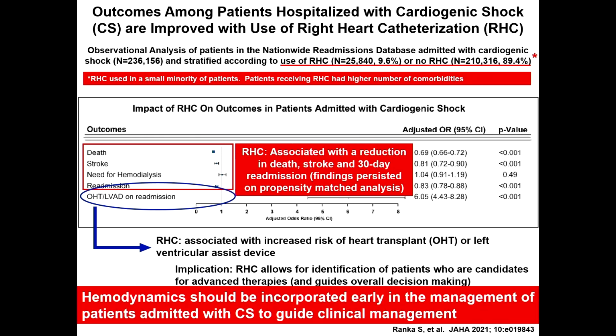So I would say that hemodynamics should be incorporated early in the management of patients admitted with cardiogenic shock to guide clinical management. Again, if you look at this, less than 10% of patients with cardiogenic shock were managed with a right heart catheter, and I would say that this needs to be a tool that is routinely incorporated into our medical management and clinical decision-making to improve overall level of care.